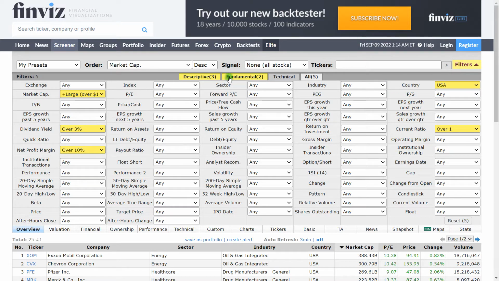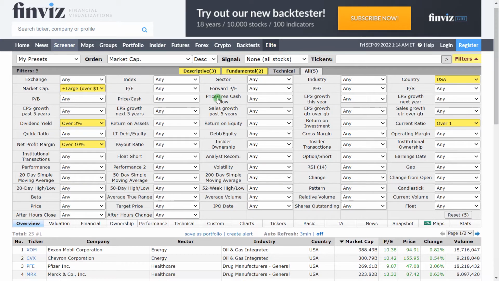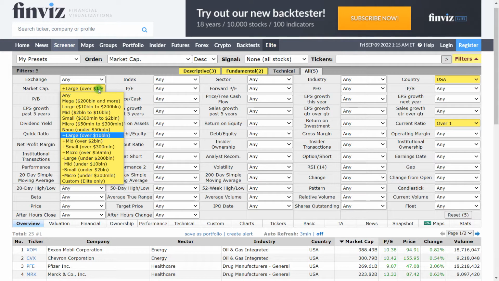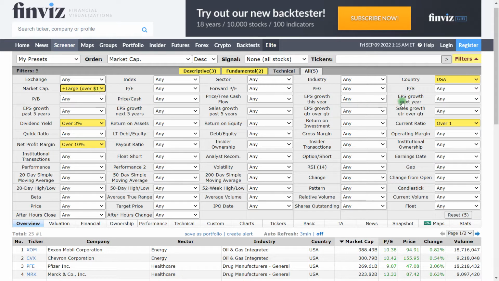It's FinViz, financial visualization. Then we can see my filters. Look, I put the market cap at quite large, over 10 billion. Then the country, of course, US.